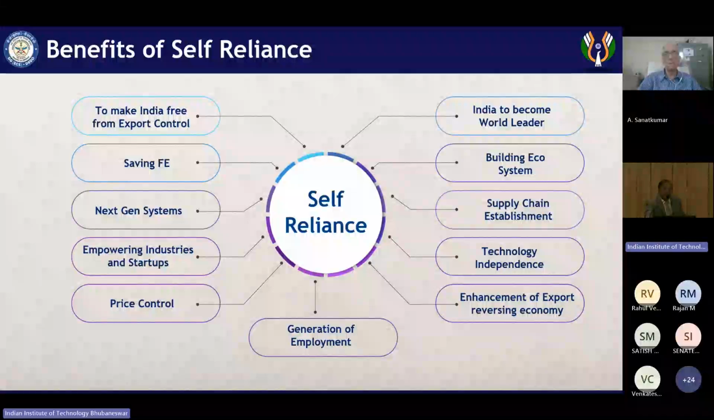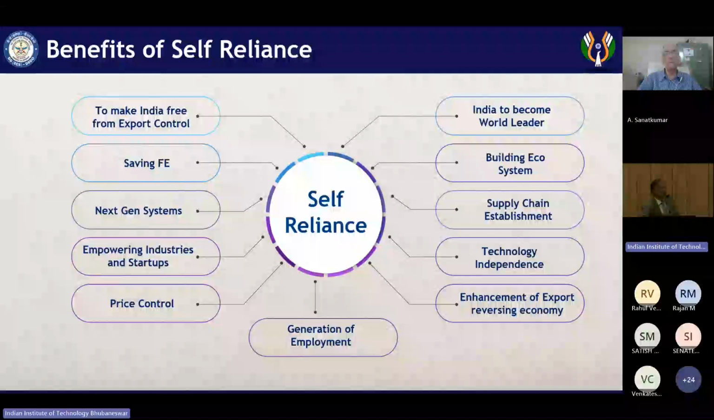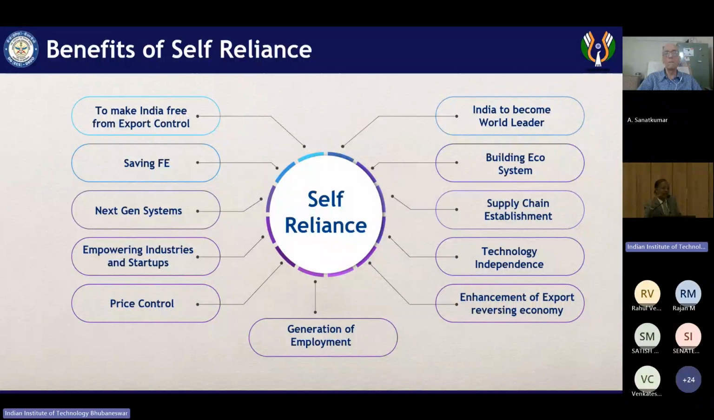But the fact is, Indian brains are the most powerful brains. Will you like to be controlled by somebody else? If you want to have your free brain, you should have your own technology. Of course, if you make India a world leader, you can have next generation systems, because if you import systems, you cannot develop the next systems. If you design your own systems, as you learn, you can explore, you can make better, you can empower your industries and startups. The Indian economy grows together.